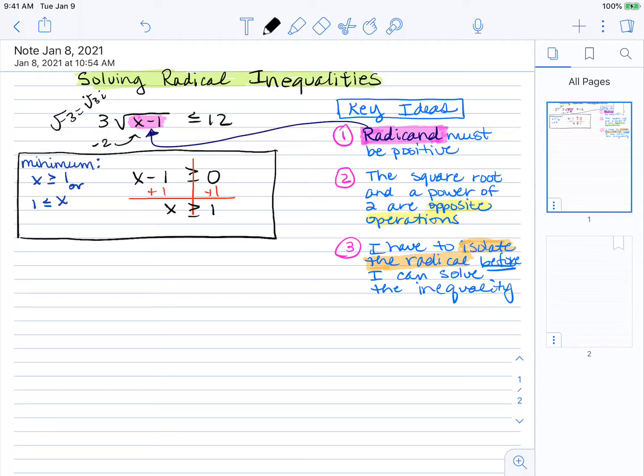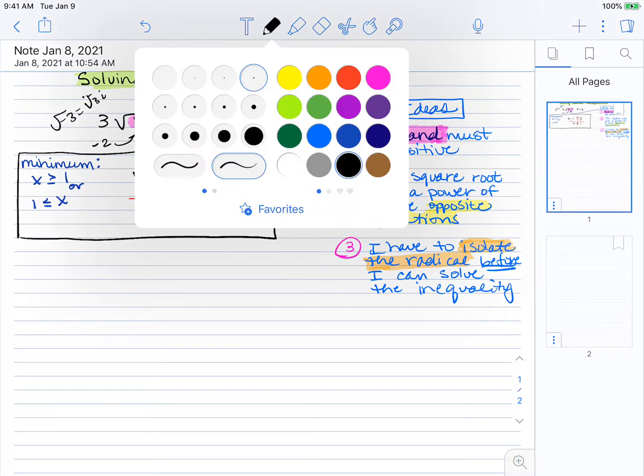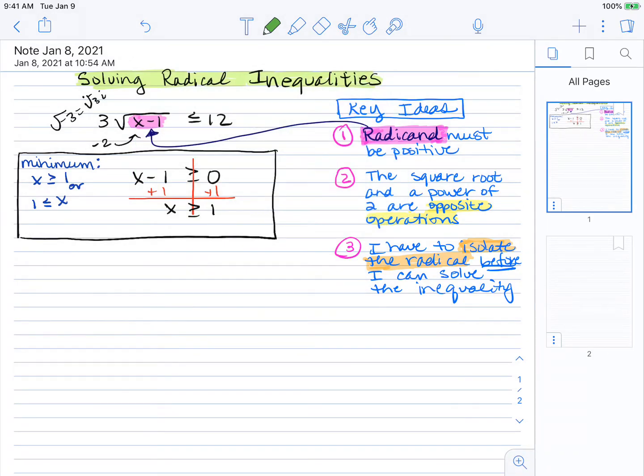Okay, the second thing that I need to know is that the square root and the power of 2 are opposite operations. So I'm going to write this over here and say, well, I know that the square root of something and the power of 2, well, those undo each other. Those are opposite operations. So I have that in the back of my mind. That's one of the things I need to know when I'm solving this. And the third thing I need to know is that I have to isolate the radical before I do any of the solving of the inequality.